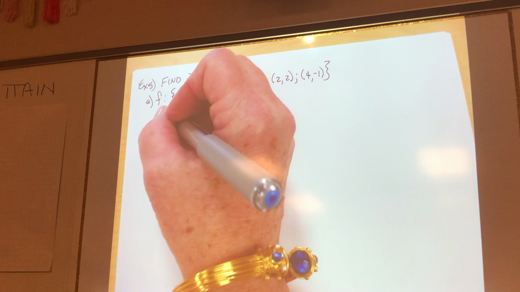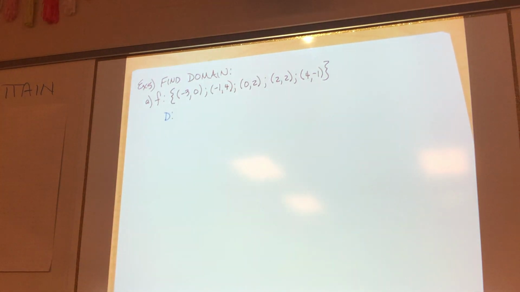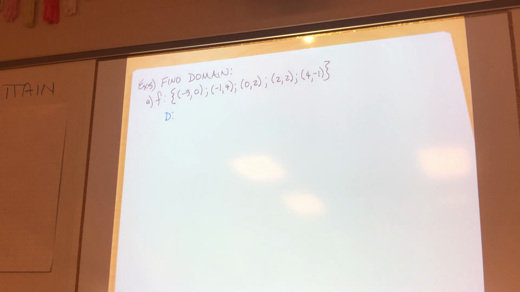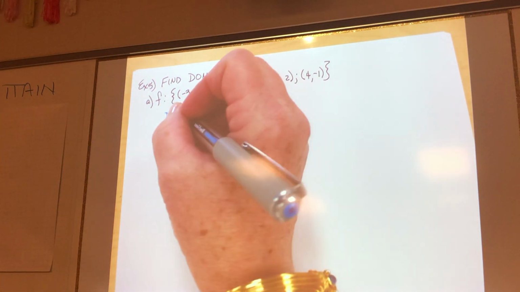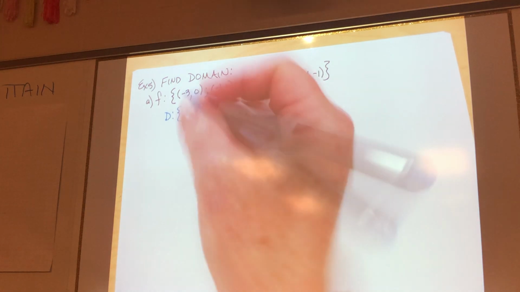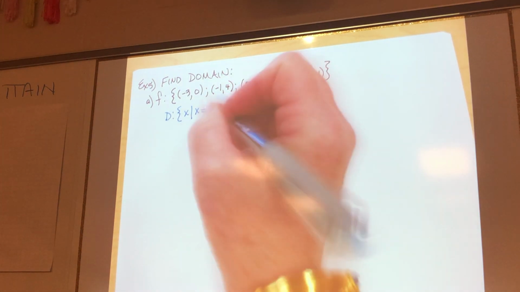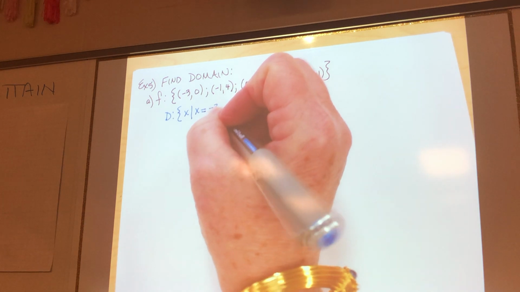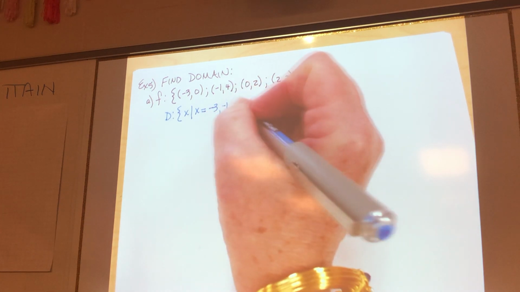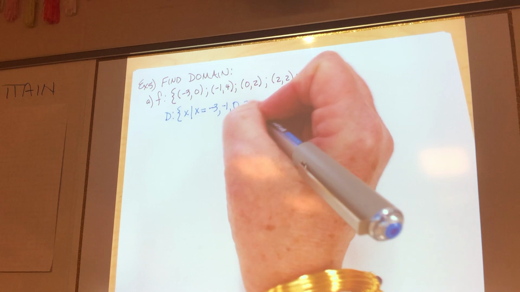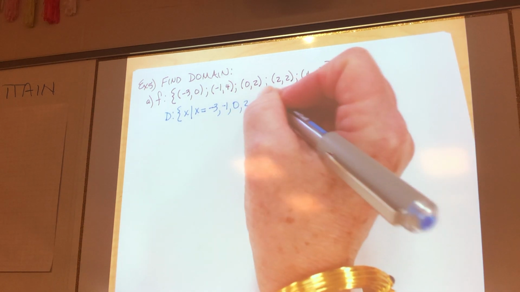Now, I want to know what is the domain of this function. Should you all be able to do this problem? The domain, people. It is all the x such that x is equal to what? -3, -1, 0, 2, and 4.